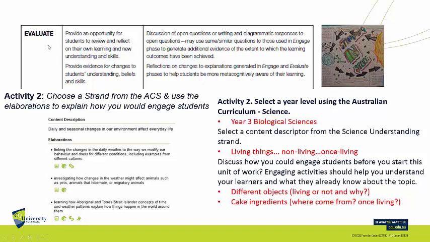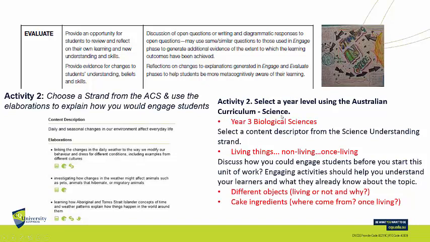So in activity 2, you had to choose a strand from the ACS and use the elaboration. So one of the strands, for instance, the one I've chosen, I think for this one I chose Earth Sciences, I think, had to do with the environment. Again, one of the topics I would probably look at here would be learning how Aboriginal and Torres Strait Islander concepts of time and weather explain how things happen in the world around them. And I think that lends itself very well to some of the Dreamtime stories.